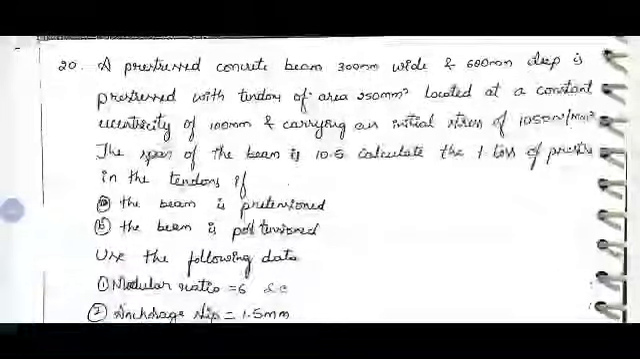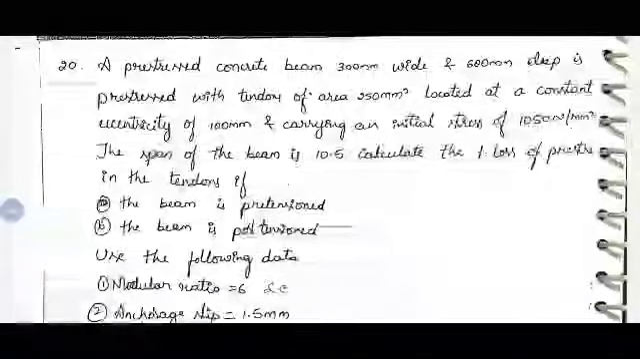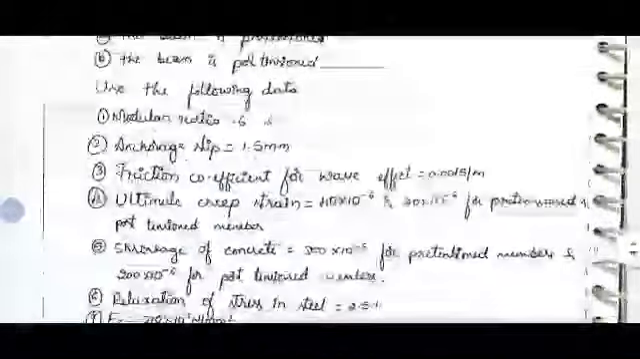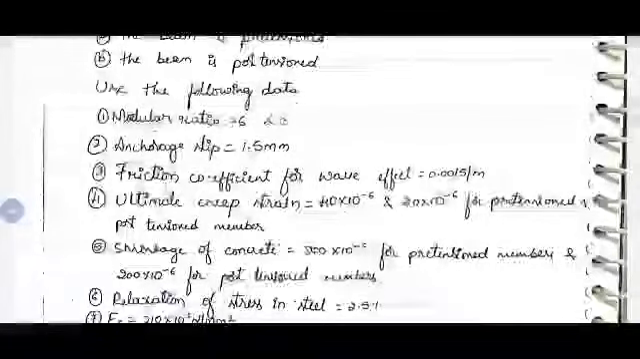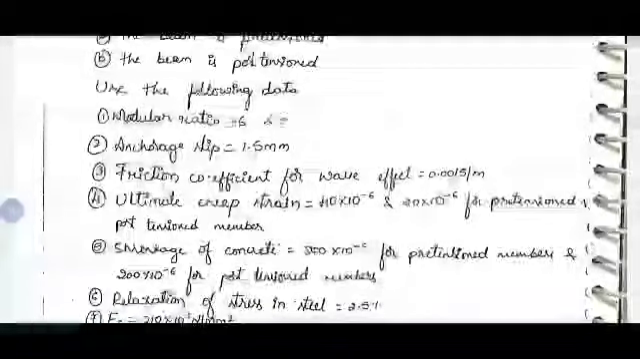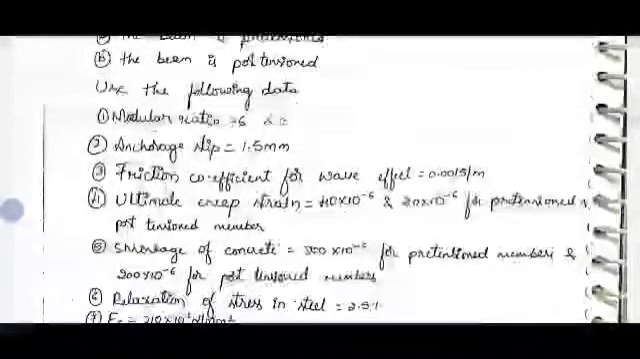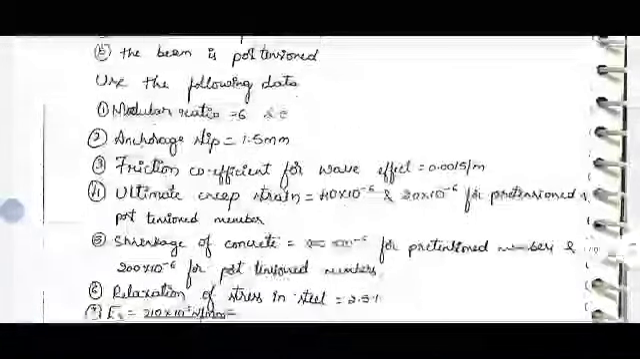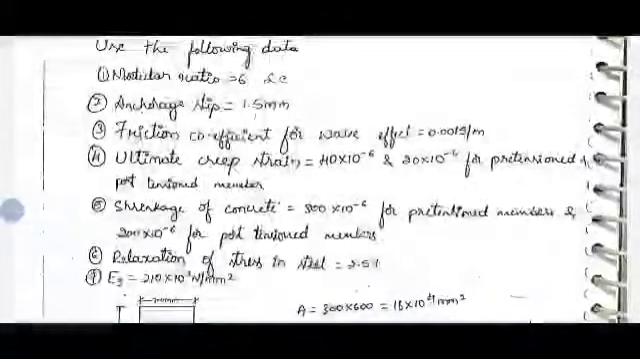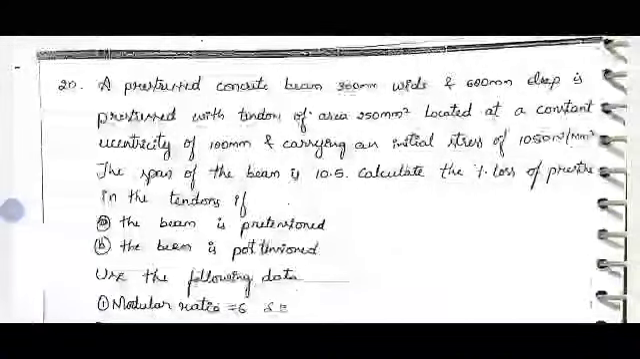Calculate the percentage loss of prestress in the tendons if first condition the beam is pre-tensioned and second condition if the beam is post-tensioned. Use the following data. Modular ratio is given, anchorage slip is given, friction coefficient for wave effect, ultimate creep strain for pretension and for post-tension both is given, shrinkage of concrete for pretension and for post-tension both is given, relaxation of stress in steel is given, Young's modulus of steel is given.